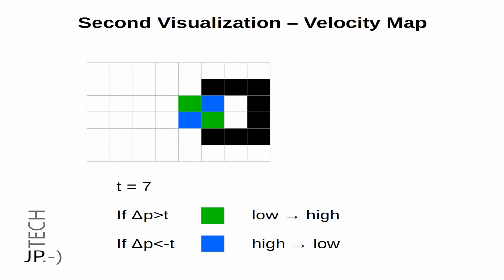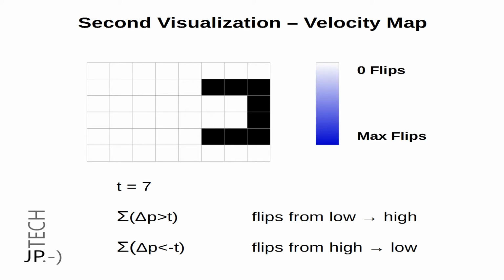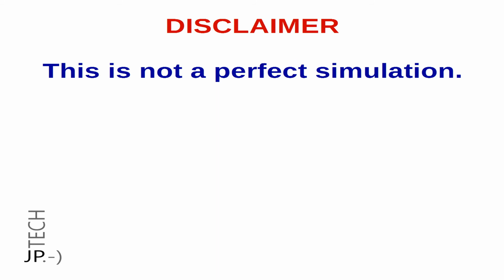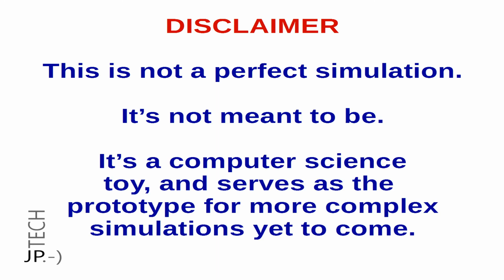If we ignore our pressure map for a minute, this takes us to our second visualization. We can build a velocity map by simply counting the number of times each cell either flips from low to high or high to low, and then create a gradient scale. And that gives us a map that looks like this. Disclaimer: this is not a perfect simulation. This is not meant to be a perfect simulation. This is a computer science toy and serves as the prototype for more complex simulations yet to come.